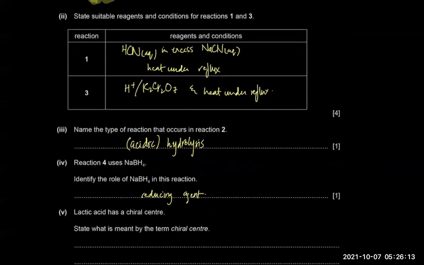Lactic acid has a chiral center. State what is meant by the term chiral center. A chiral center is a carbon atom tetrahedrally bonded to 4 different atoms or groups of atoms. The tetrahedrally is implied over here, but I'll still write it down. You can just say a carbon atom bonded to 4 different atoms or groups of atoms. All right.